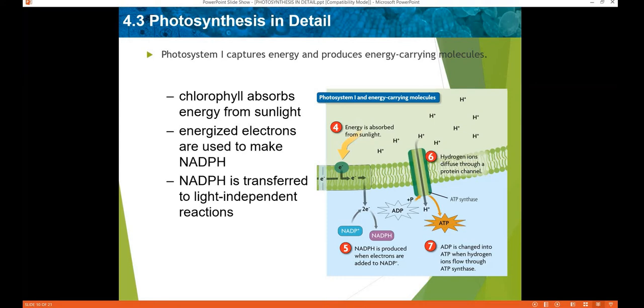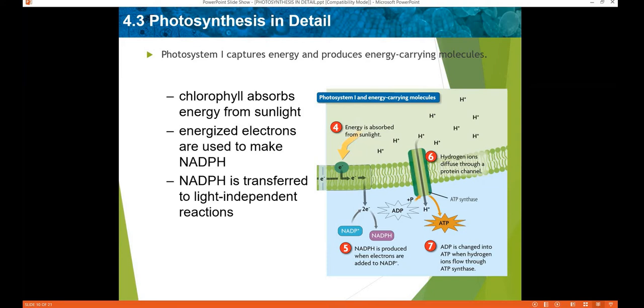In step 4, energy is absorbed from the sunlight. As in photosystem 2, chlorophyll and other light absorbing molecules inside the thylakoid membrane absorb energy from sunlight. That means even in photosystem 1, the energy is absorbed from the sunlight by the chlorophyll and the energy absorbing molecules. Then electrons are energized and they leave the molecules. Once the energy is absorbed from the sunlight, the electrons are energized and they leave the molecules.